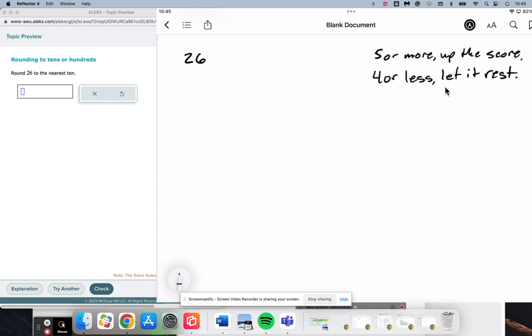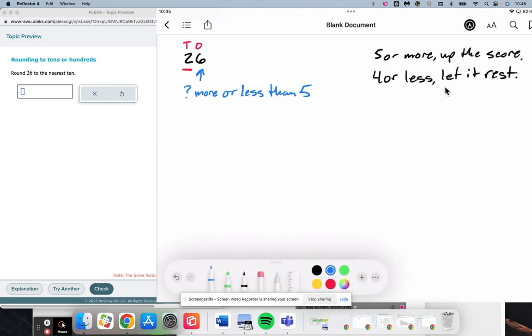So 26, we should know by now that the 2 is in the tens place, and that's what we're trying to round to. And so I'm still going to label it anyway, tens and ones. We are trying to round to this place right here. So what we need to do is look at the number after it and ask ourselves, is that more or less than 5? It should be 5 or more, or less than 5. And that's why the rhyme: 5 or more up the score, 4 or less let it rest. So is that 5 or more?